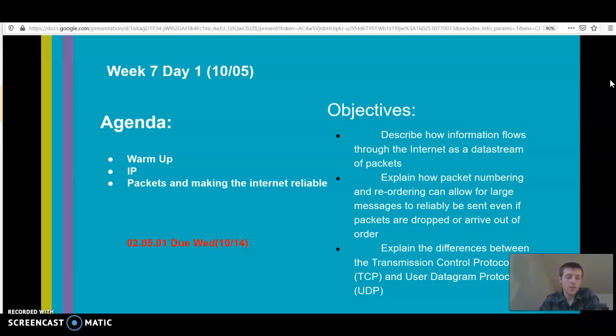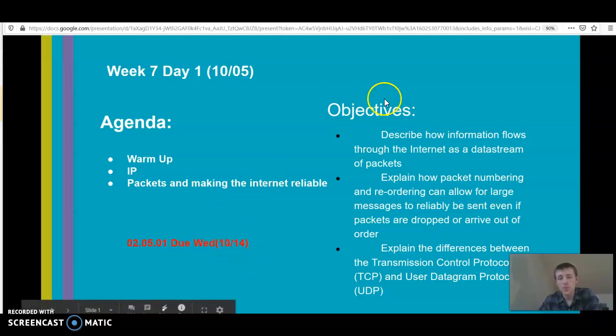This week we talked about Internet Protocol. We finished our discussion from last week. And then we talked about packets and how we can make the internet reliable. There is an assignment titled 020501 due next Wednesday, the 14th by midnight.